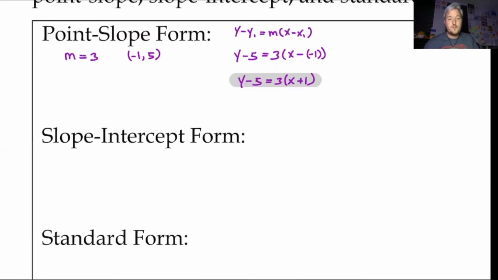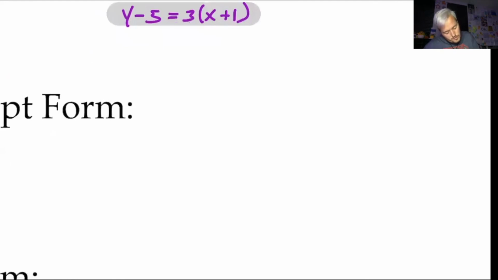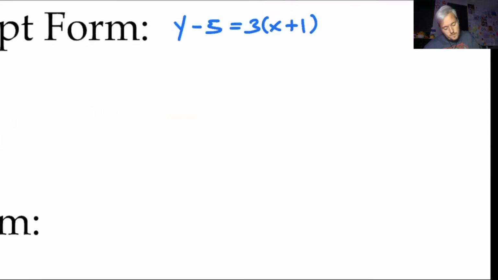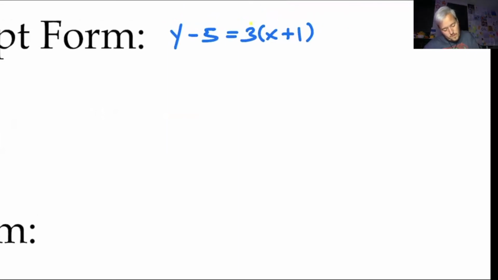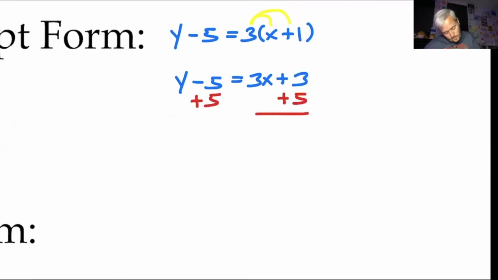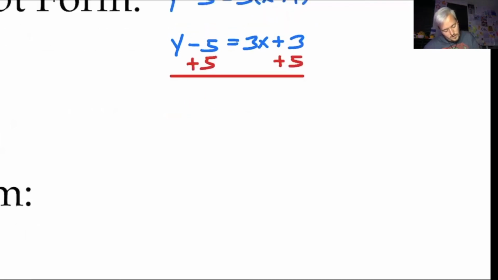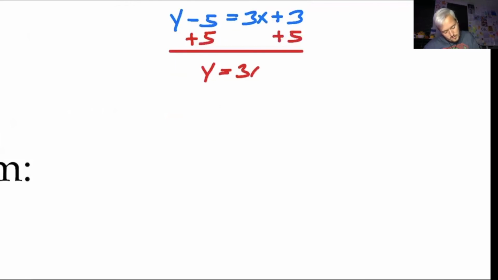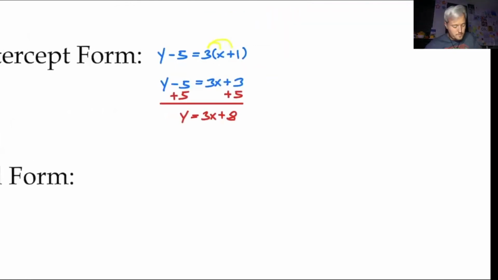So now let's convert it to slope-intercept form. In order to do that, I'm going to take my equation from point-slope form and just convert it and solve for y. So I'm going to distribute. So I have y minus 5 equals 3x plus 3. And then I want to add 5 on both sides. So I have y equals 3x plus 8. So there's my slope-intercept form.